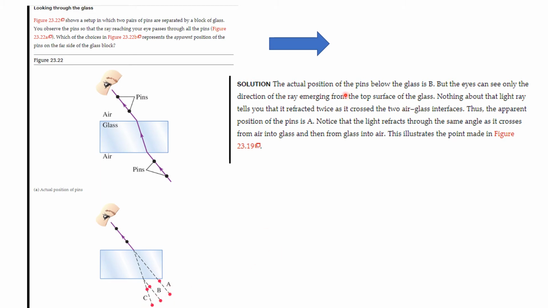Well, the actual position of the pins below the glass is B, because it's bent, and you notice that it's bent twice. But the eyes can see only the direction of the ray emerging from the top of the glass. Nothing about the light ray tells you that it was refracted twice as it crosses the two air-glass interfaces. Thus, the apparent position of the pins is A. You think it's all lined up. And again, that's why it's important to read the problems carefully. Notice that the light refracts through the same angle as it crosses from air into glass and from glass into air. And this illustrates the point that we talked about earlier.